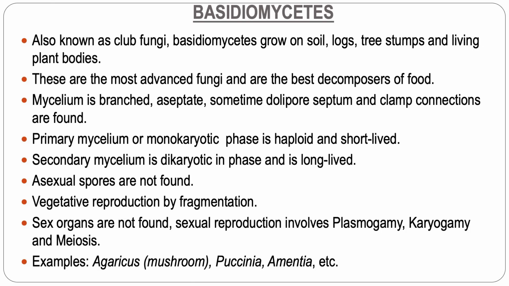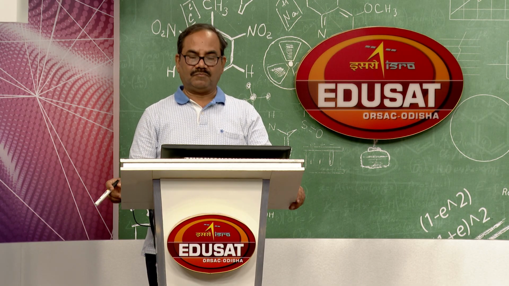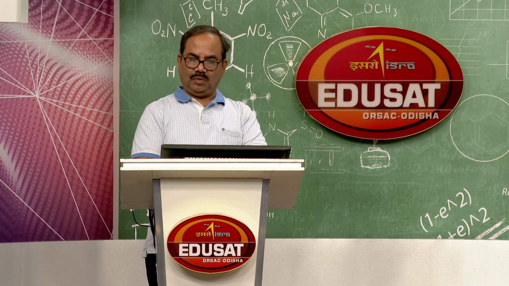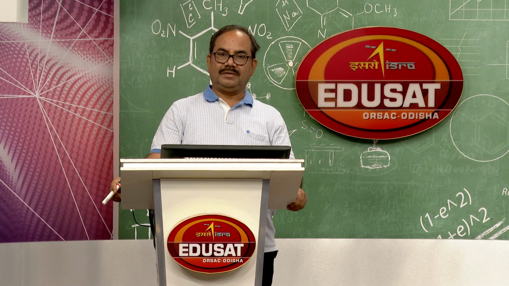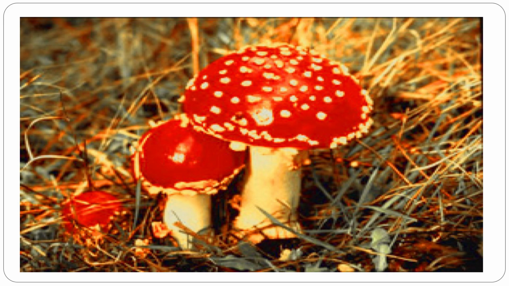We see here there is no sex organ, that is interesting. In the course of evolution from the Zygomycetes up to the fungi imperfecti that we shall read now, we shall see a gradual degeneration of sex in fungi. So, with more advanced fungi, the sex organs are gradually reduced. Agaricus is an edible fungus, and there are many disease causing fungi also, like Puccinia, that belong to Basidiomycetes. We can see the diagram of a mushroom that belongs to Basidiomycetes.